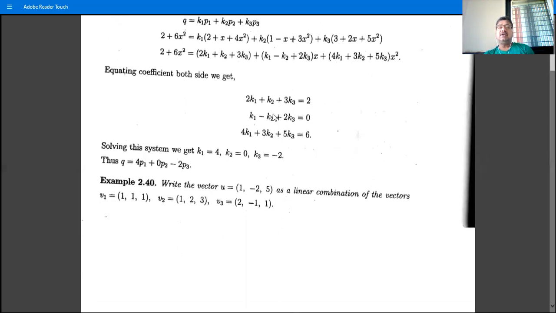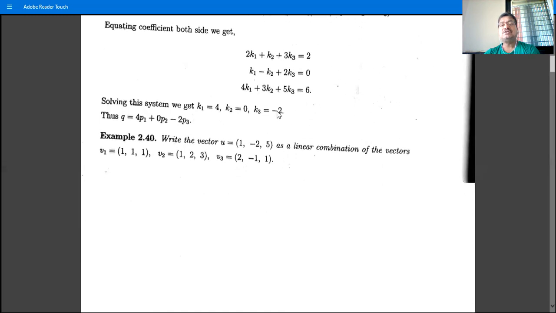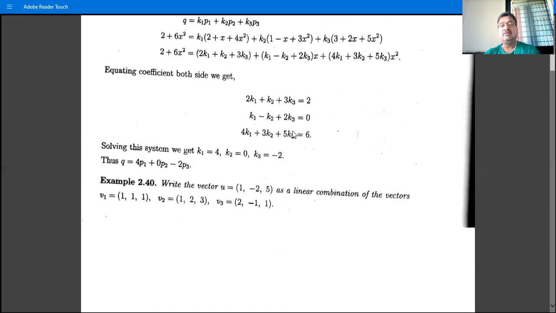So we have three equations and three unknowns. Now we have to solve this system, and we have to find the values of K1, K2, K3. So apply the Gauss elimination method, or by using a calculator we can directly obtain the answer of K1, K2, K3. So what is the answer? K1 is 4, K2 is 0, and K3 is -2.